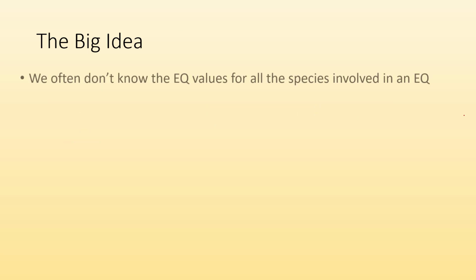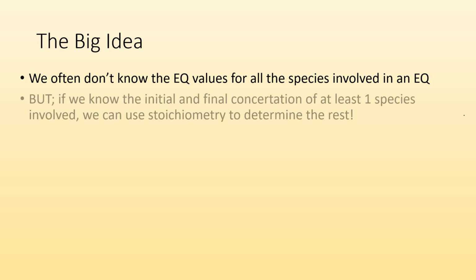So the big idea is that we often don't know the equilibrium values for all the species involved in an equilibrium, but if we know the initial and the final concentration of at least one species involved, we can use stoichiometry to determine the rest.